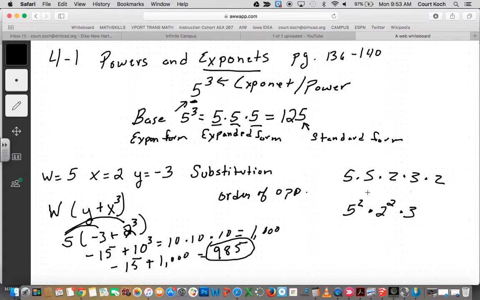So I can group them, and while this would be expanded form, I can put that into exponential form. I could also solve it and put it into standard form. That's the lesson for today, and that's the quick review.